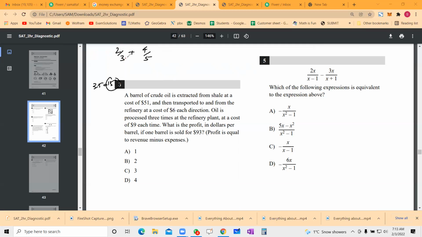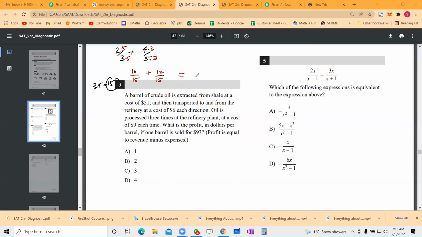So multiplying by 5, multiplying by 5. What will you multiply by 5 on the right side to make it the same, 15? 5 times 3, and then do the same thing with this. So what is 2 times 5? 10. 10 over 15 plus 4 times 3 will be 12 over 15. Now the denominator is the same.